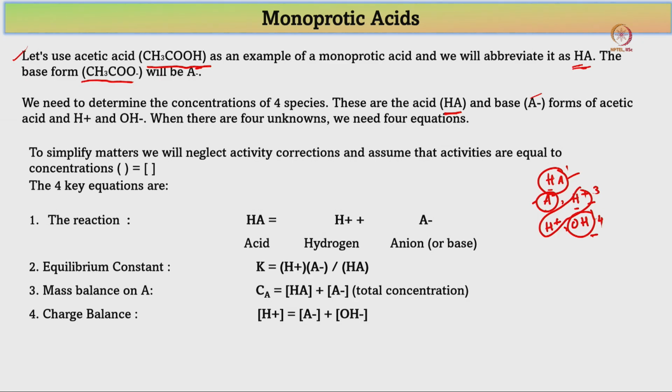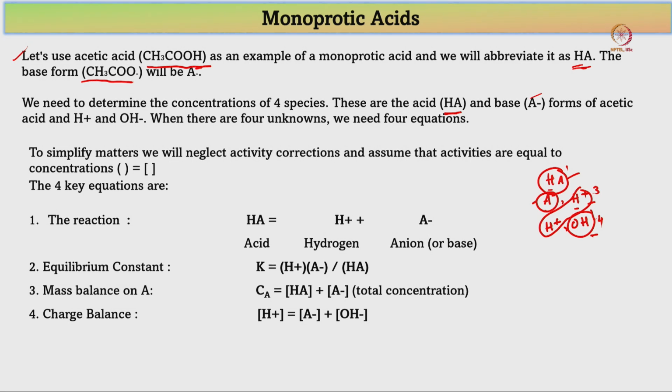Okay. Now, to solve for these 4 unknowns, we therefore need 4 equations, right. The number of unknowns should be equal to the number of equations. Okay. So, if you have 4 unknowns, we need 4 equations, and what will be those 4 equations? And again, just to simplify the matter, we are going to neglect this activity correction, and we are going to assume that the activities are equal to the concentration.